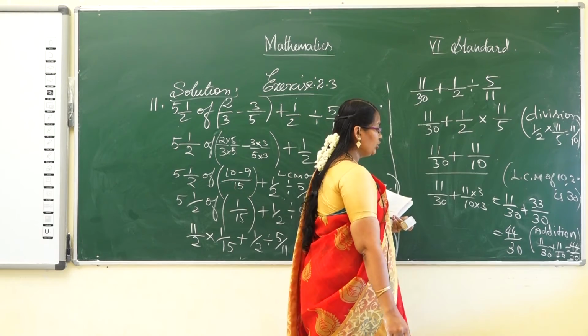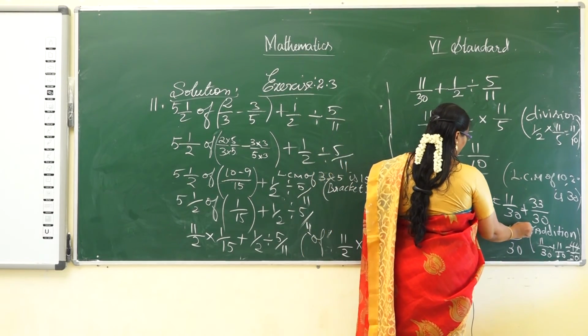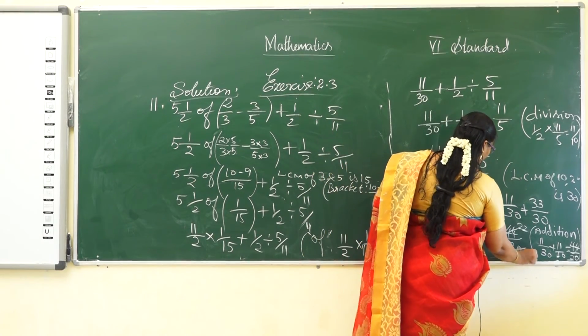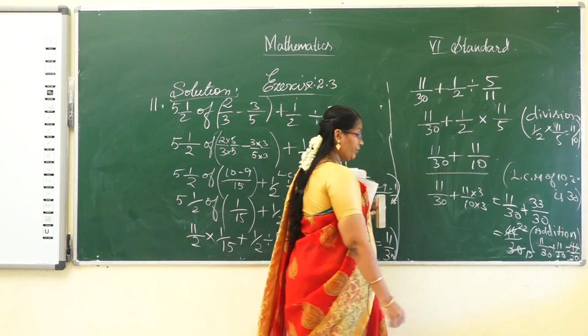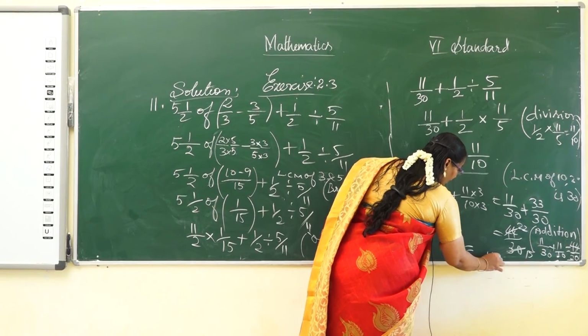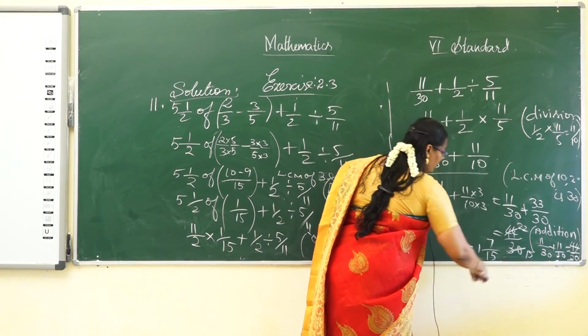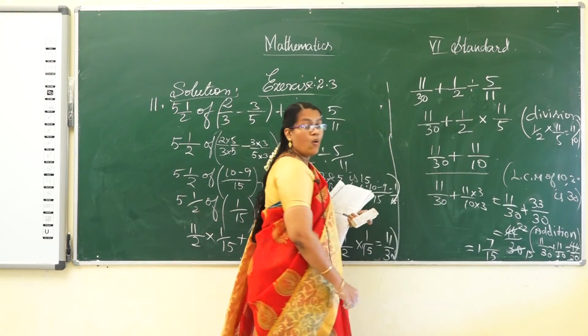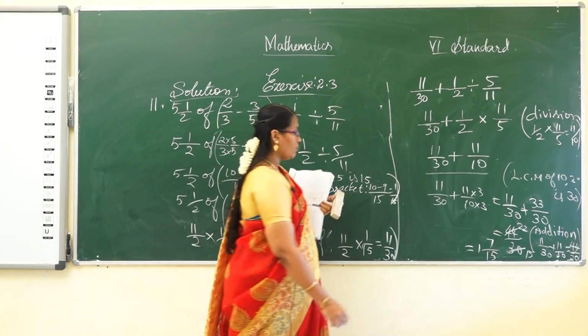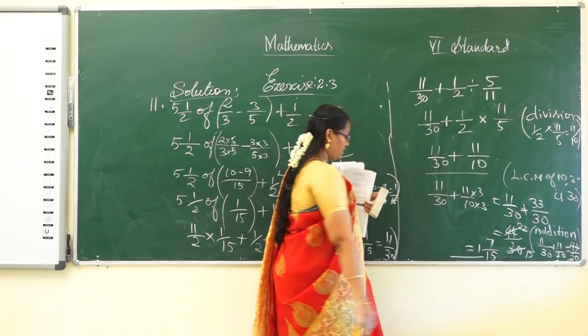Okay, it cancels in the two table, is it? 44 by 30 becomes 22 by 15. So it can be written as a mixed fraction. 15 ones are 15 plus 7, 22 by 15. So the answer for this problem is 1 7 by 15. 1 7 by 15 is the answer.